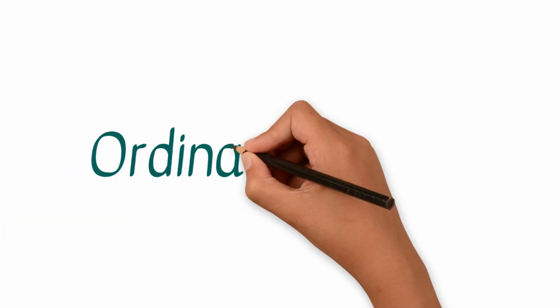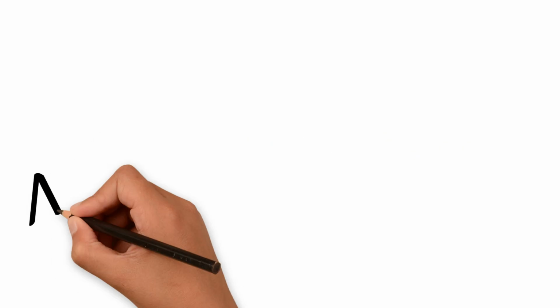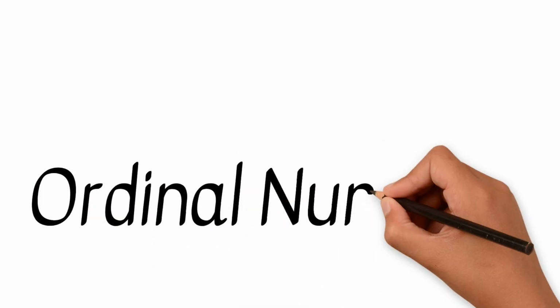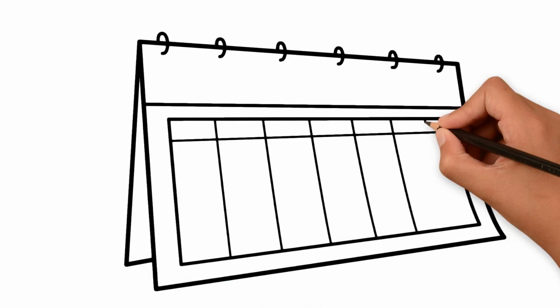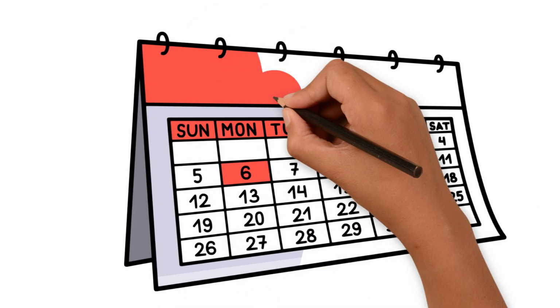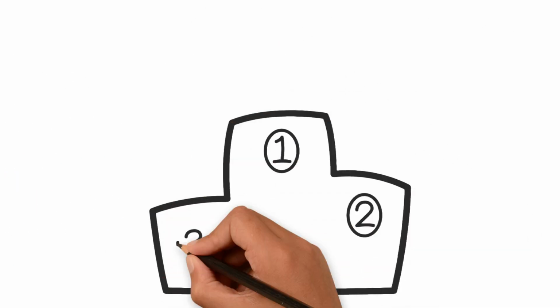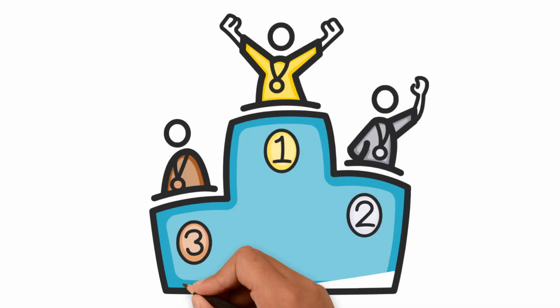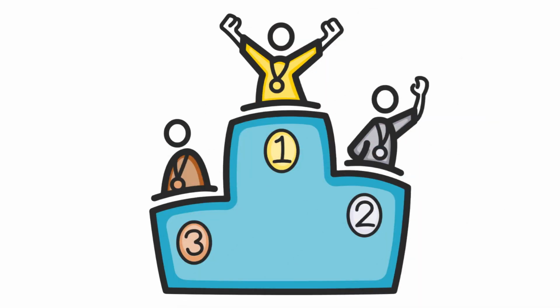Today, we'll be talking about ordinal numbers. When we use numbers in order, they are called ordinal numbers. We use ordinal numbers for dates and to put things or people in sequential order. Numbers 1, 2 and 3 have different words.